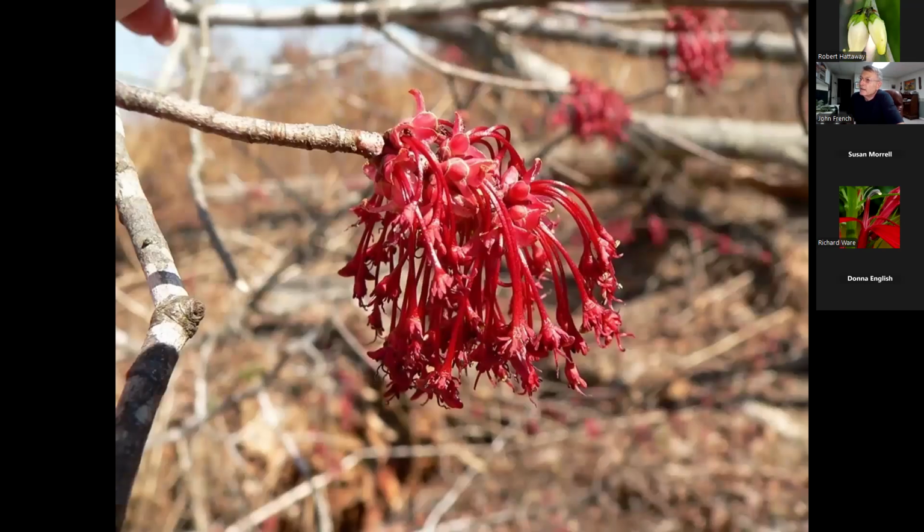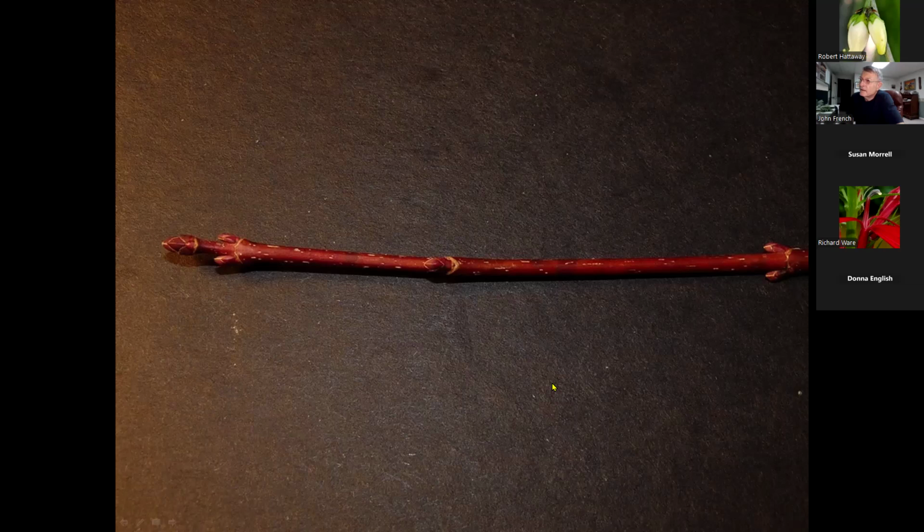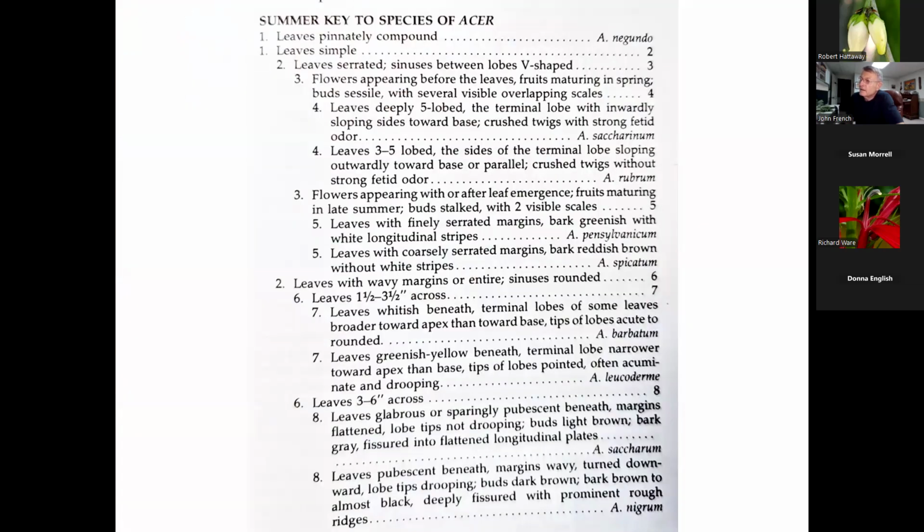So buds, well, let me look at the twig. That's where you see it, right? Yeah, the buds are not stalked. And if you look at the end right here, you'll see it says several overlapping scales. Okay. All right. You happy about it, Bobby?